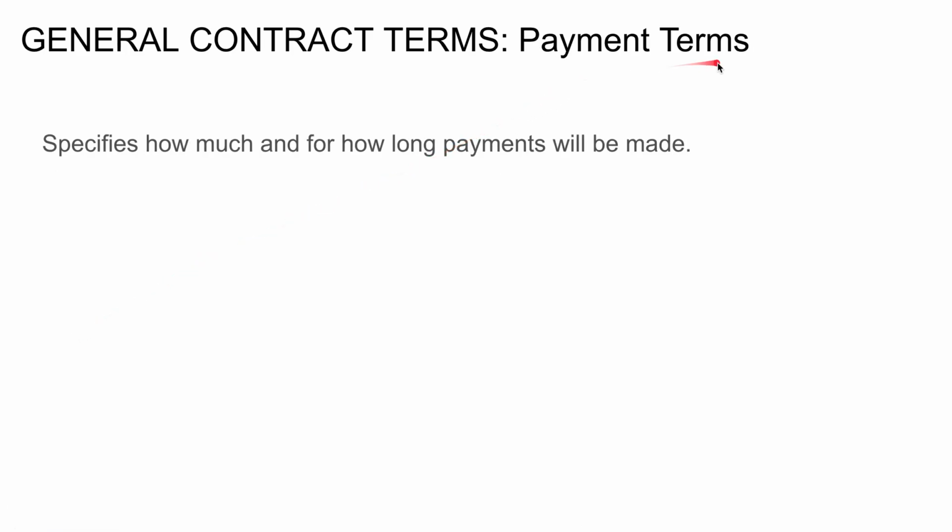The next one is payment terms. This specifies how much and for how long payments will be made. So how much is the asking price and how long payments can be made.